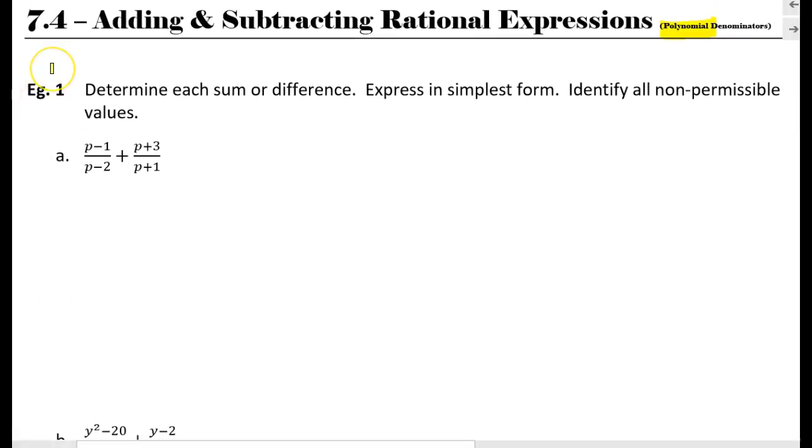So remember from our previous lesson that we said that there are 4 steps. 1, factor anything that you can. 2, state your non-permissible values. 3, you're looking for your lowest common denominator. And 4, you're going to simplify.